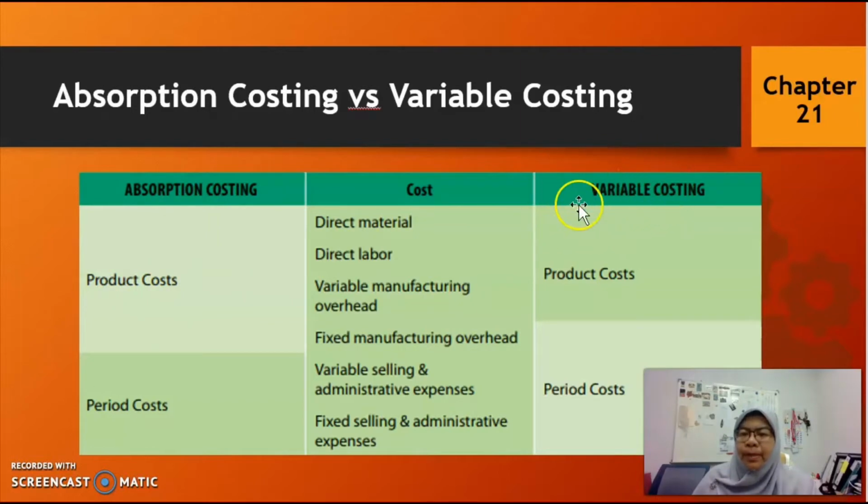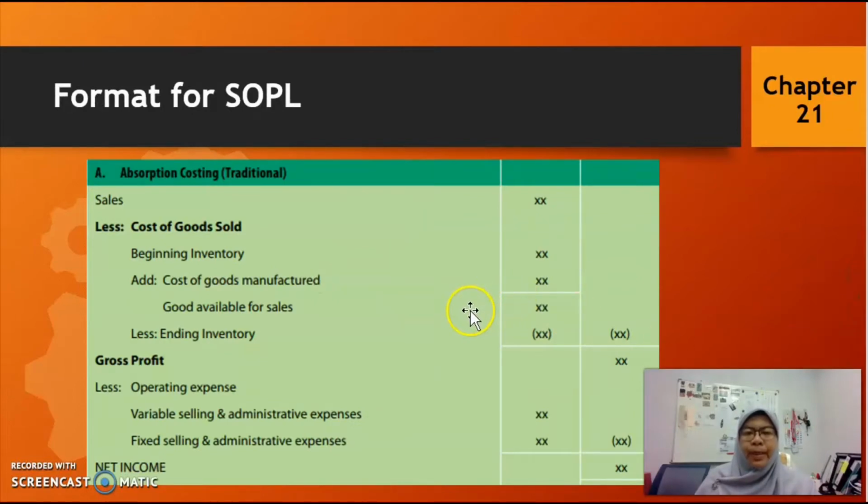But under variable costing, in order to calculate product cost, we include the three elements, but for the manufacturing overhead, we include only variable manufacturing overhead. We exclude fixed manufacturing overhead. So the calculation of product cost actually includes direct material, direct labor, which are variable, and variable manufacturing overhead only. Those are the differences. So we move on to the format for SOPL.